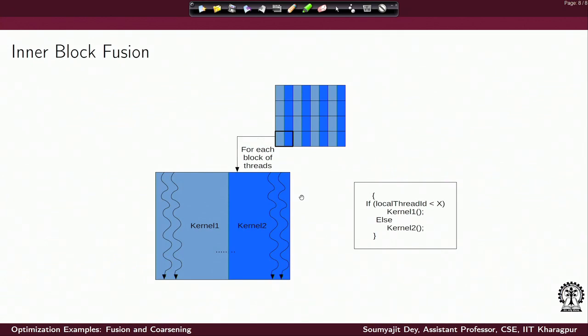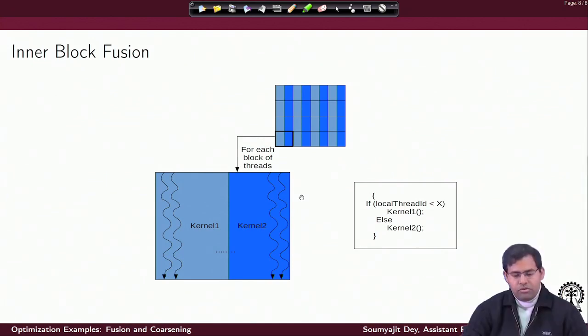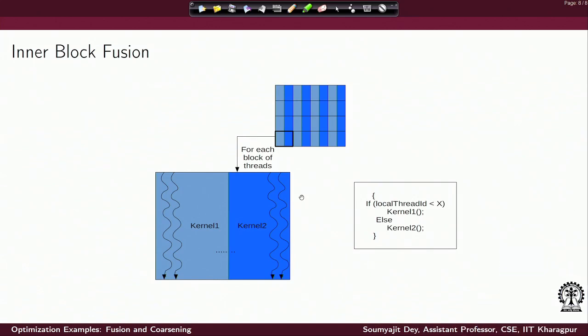So, with this we will be ending this lecture, and in the next lecture we will be looking into more details of inner block fusion, and that would be all for this lecture.